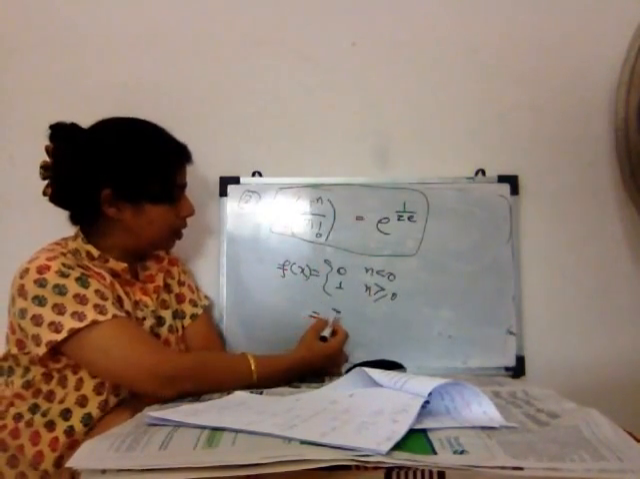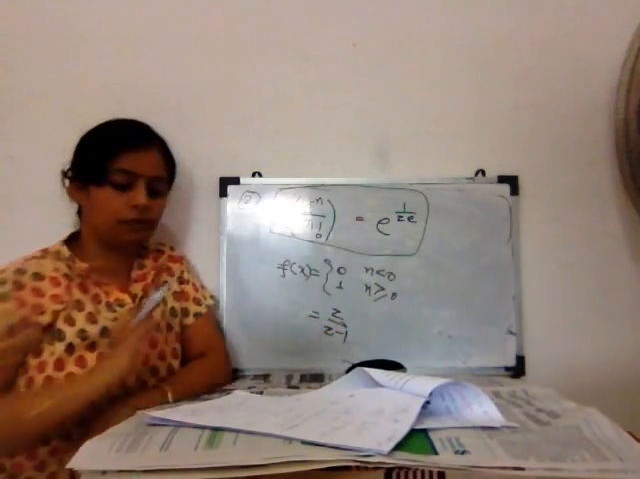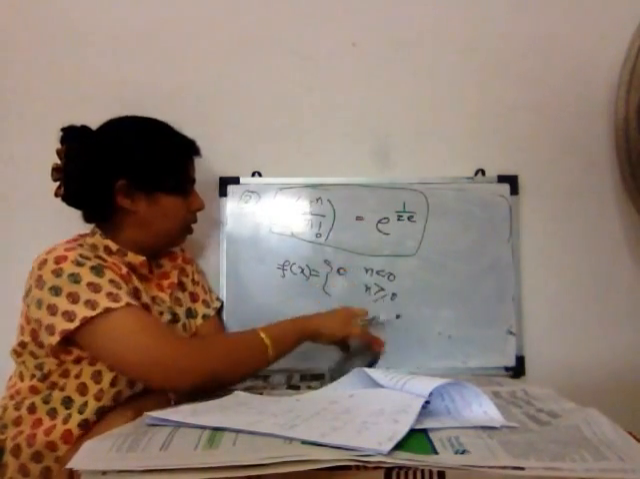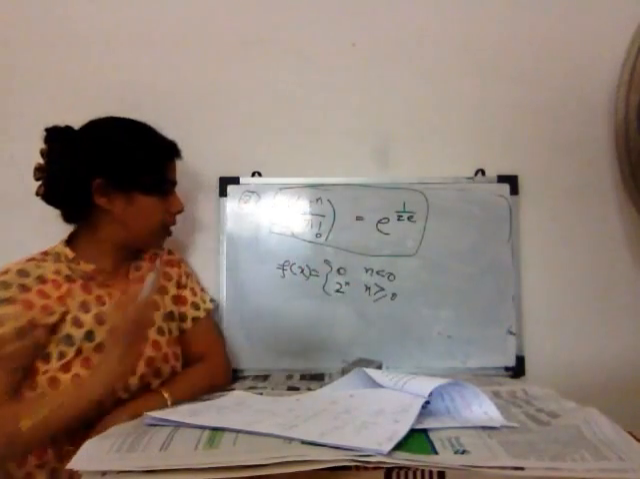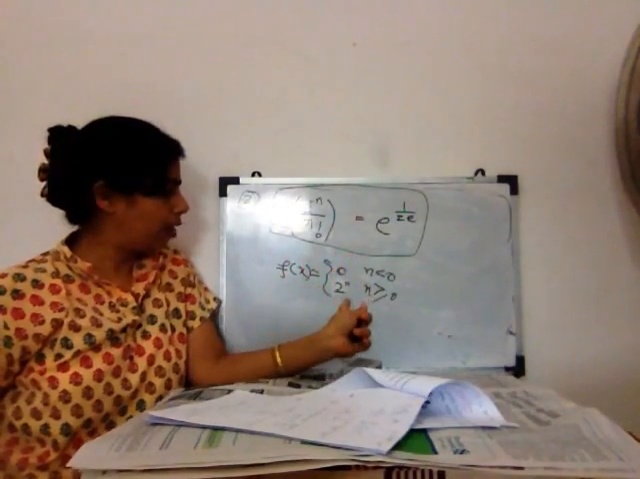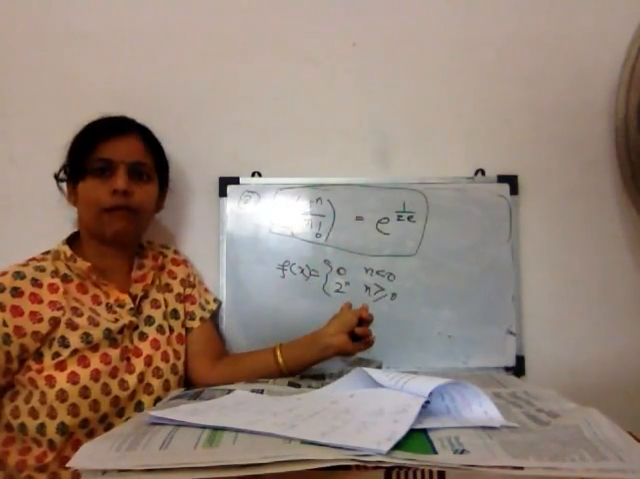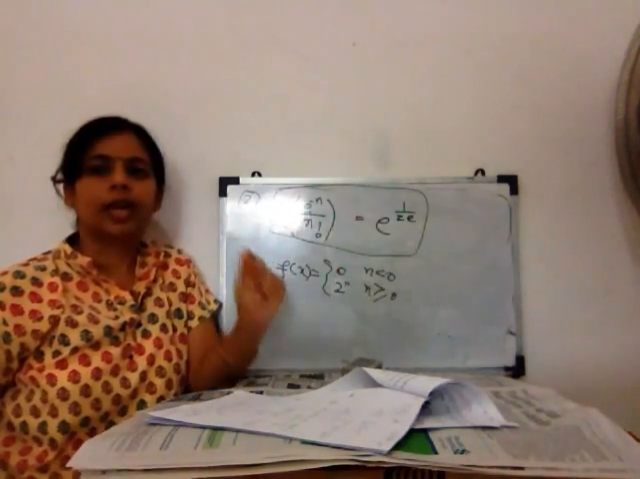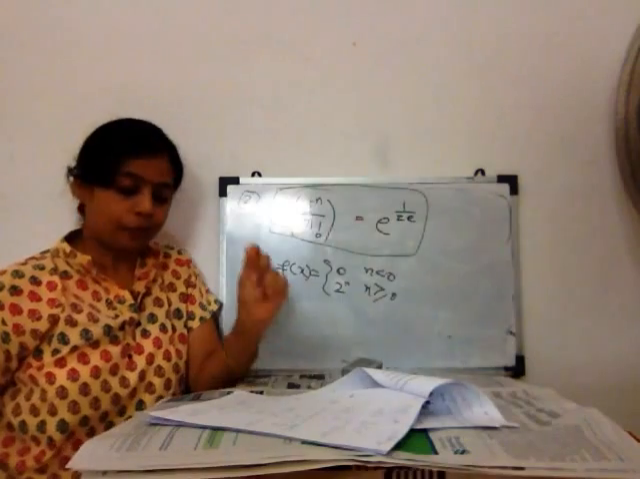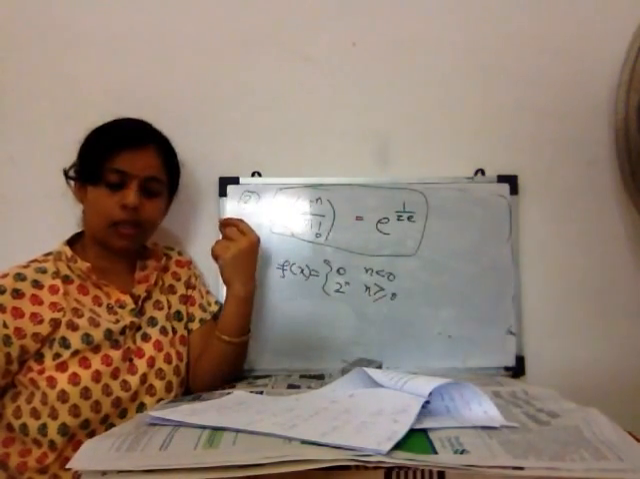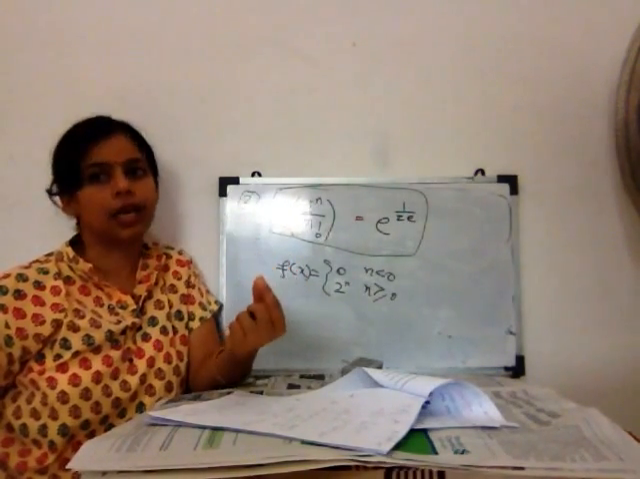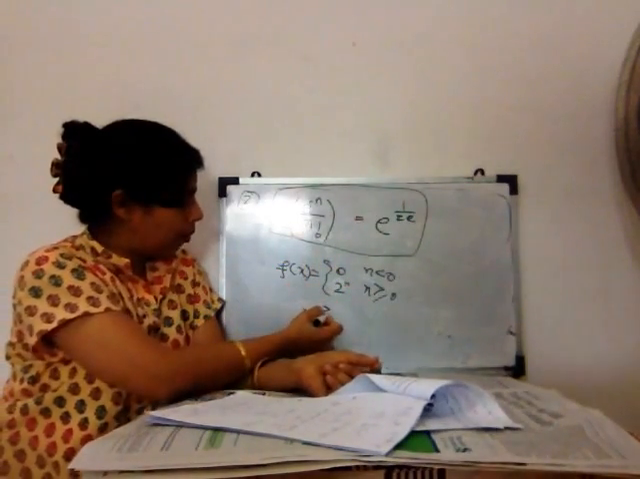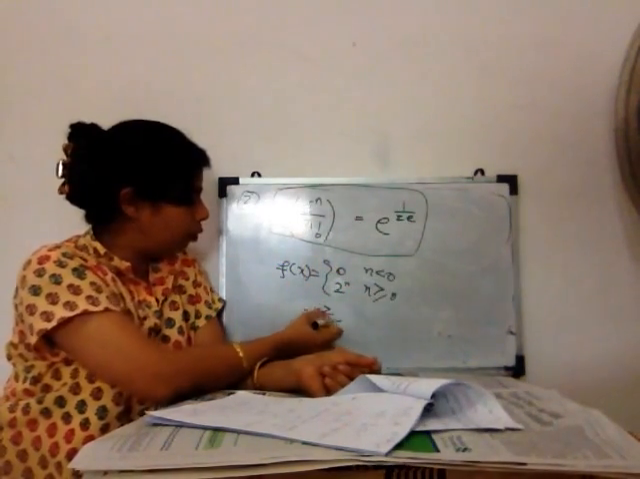So the solution of this is z upon z minus 1. Clear? Similarly, if we have another unit step function, f(n) is equal to 2 to the power n. 2 to the power n is given by a to the power n. So we already have the Z transform of a to the power n. A to the power n is given by z upon z minus a. So a is 2, so its solution is z upon z minus 2.